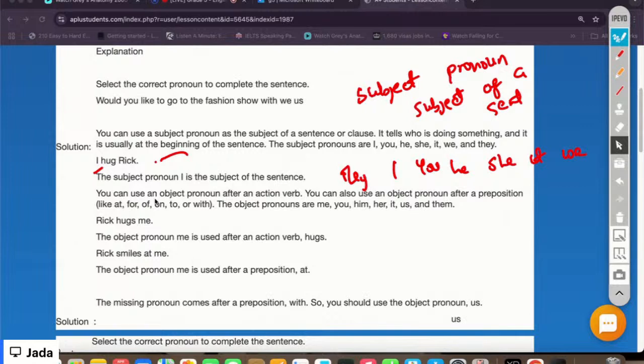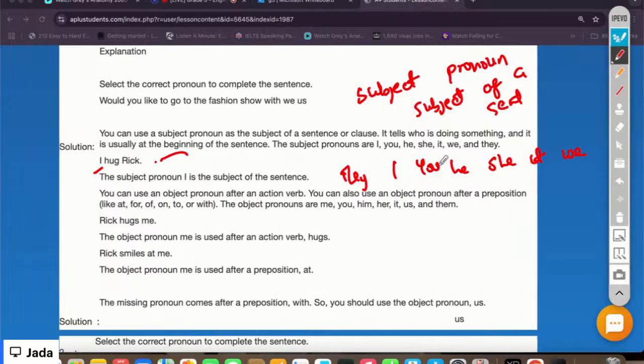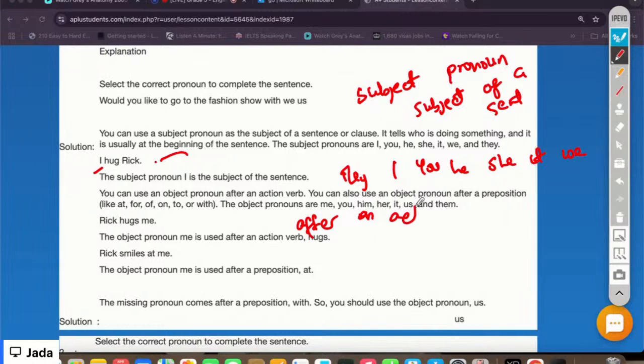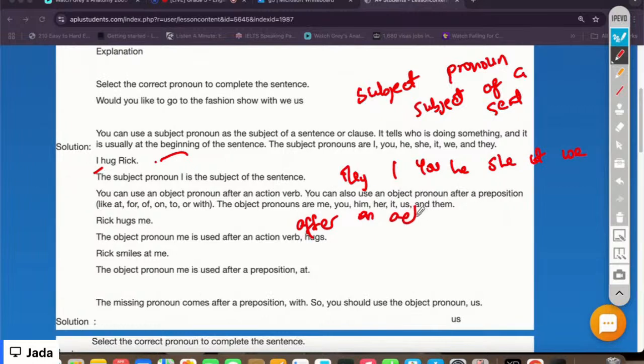All right, so we have the object pronoun now. You can use an object pronoun after an action verb. So object pronouns are used after an action verb. This is when we use an object pronoun.